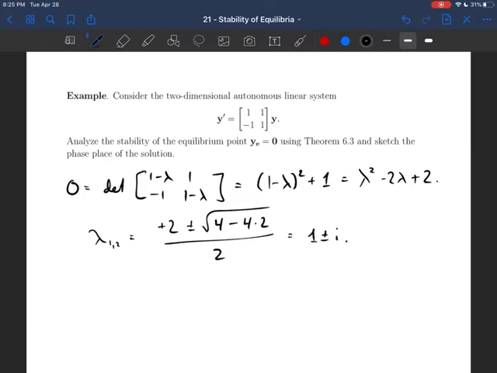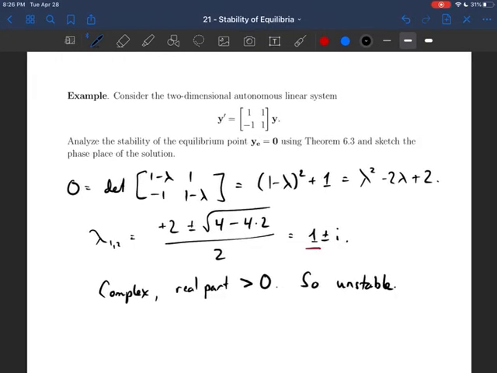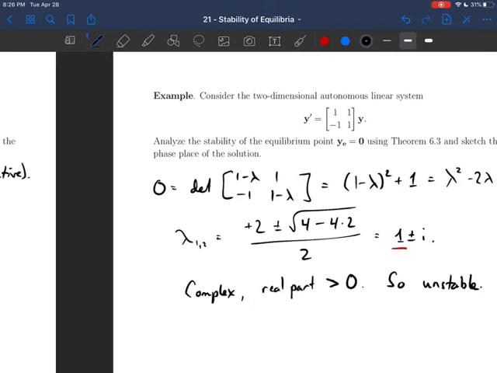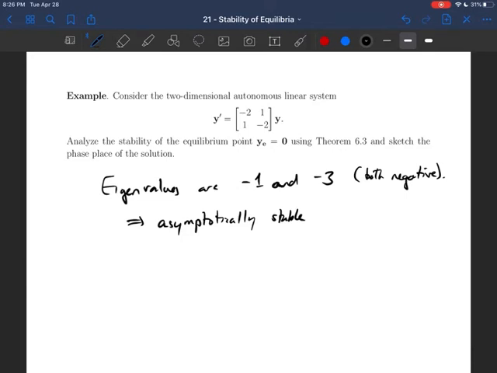So we're going to use the quadratic equation. Lambda 1 and 2 are equal to -b, so 2, plus or minus the square root of b squared minus 4ac, over 2a. And that gets us 1 plus or minus i. So these are complex. It's a complex conjugate pair. And the real part is greater than 0. So what does that mean? That means that this one is unstable.